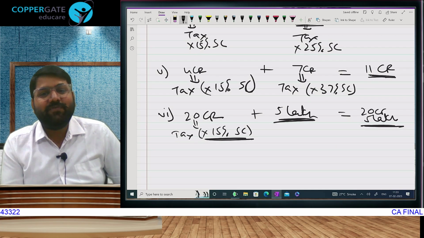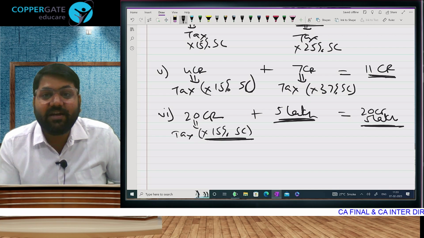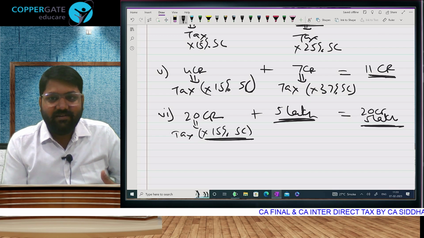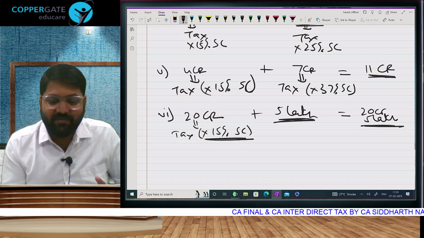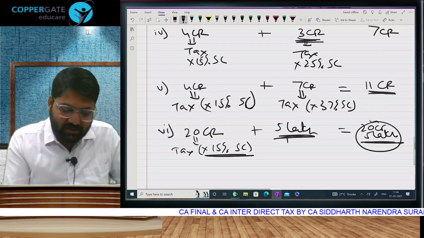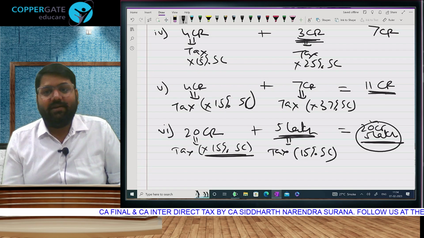Now, here is where the confusion arises, that students start thinking, sir, this is less than 50 lakh, so zero surcharge. No, sir. The applicability of 25-37 was being discussed. 25 or 37 may not be applicable, but have you crossed 1 crore rupees? Yes. So 15 is going to apply.